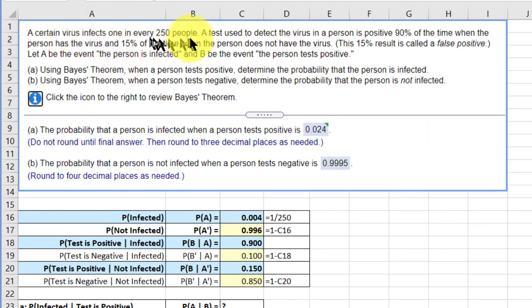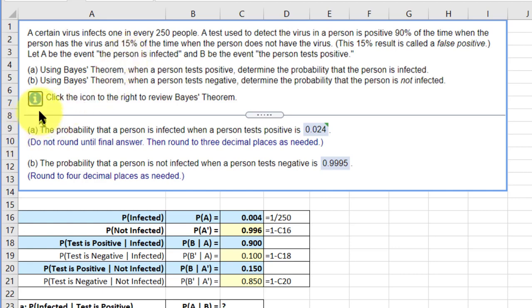A virus infects 1 in every 250 people. We test for the virus. It's positive 90% of the time when the person has the virus and 15% of the time when the person does not have the virus. This is called a false positive. And it tells us let A be the person is infected and B, the person tests positive.